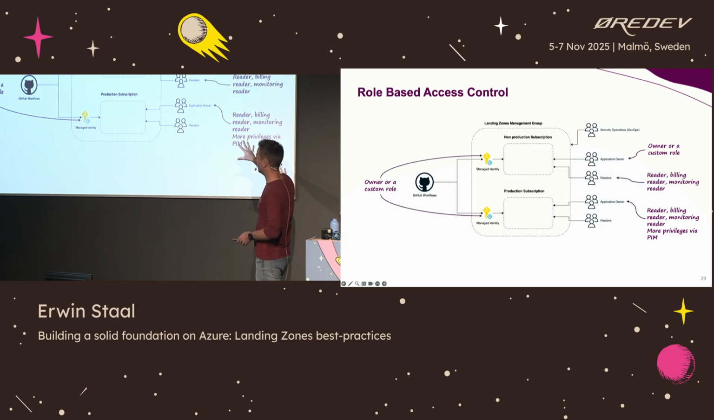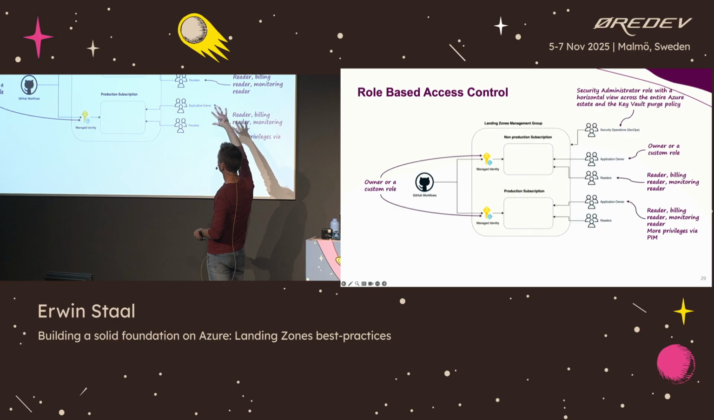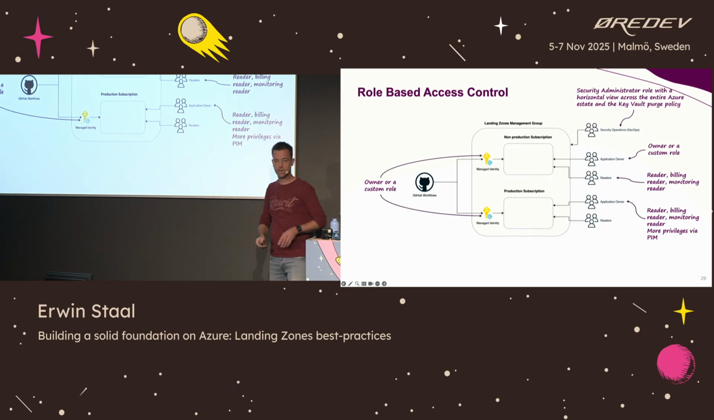So apart from the owner, etc., we also have readers. Product owners, for example, are mostly in that group. And we often see that there's also a more central group doing security things, for example. So they need permissions on the whole management group to see security information, those kind of things.